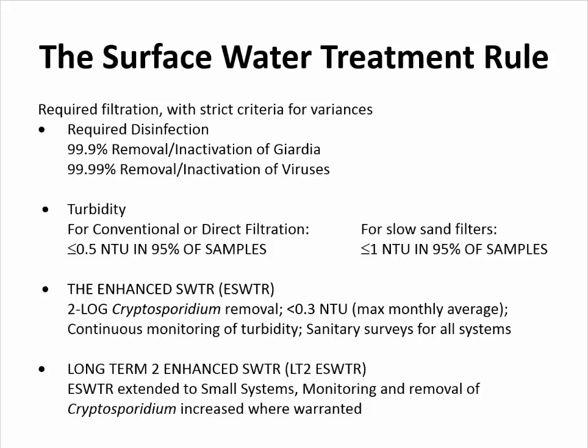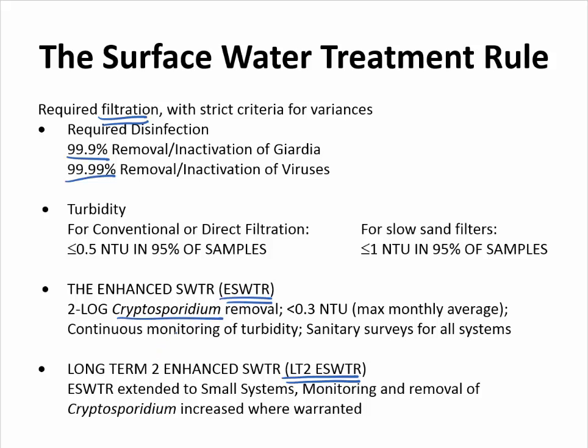The last section of the Safe Drinking Water Act I'll review is the Surface Water Treatment Rule. The Surface Water Treatment Rule establishes performance standards for the removal of protozoa, of which Giardia is a common one. It also establishes turbidity standards. There have been amendments to this over time, such as the Enhanced Surface Water Treatment Rule and the Long-Term 2 Enhanced Surface Water Treatment Rule. And these are being applied to utilities over time. These rules specifically speak to the removal of Cryptosporidium.